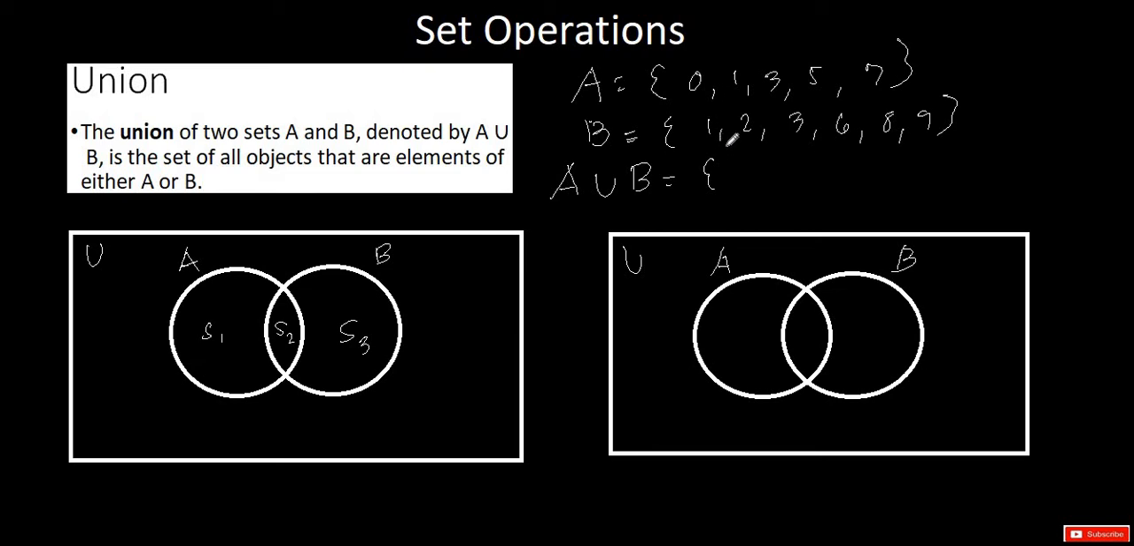So first let's list all the elements of set A: 0, 1, 3, 5, 7. And then next, we are going to list the elements of set B that are not in A to avoid repetition of elements. So we're not going to list 1 because it's in A already. We have 2. We will not list 3 because it's in A already. Then next is 6. Then 8. Then 9.